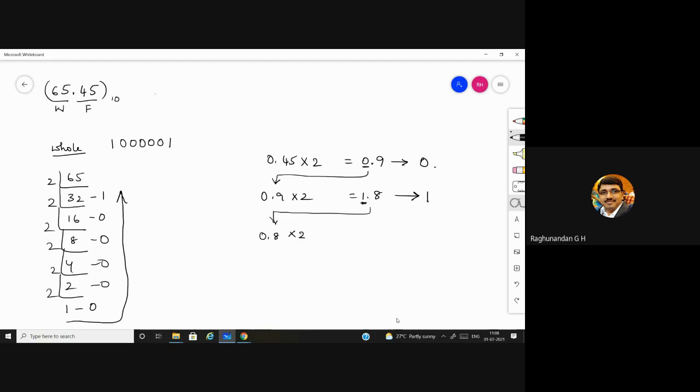0.8 into 2 gives you 1.6. So just take the number before the decimal point. So take it as 1. Now again, can I take 1.6 in the next step?